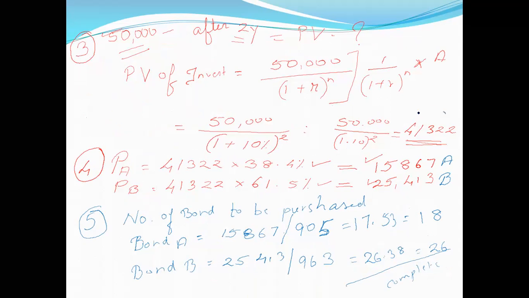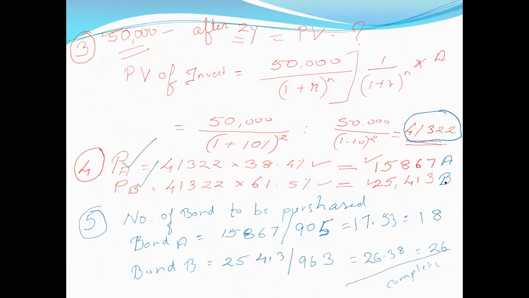This is what we found out, the present value of our investment. Using this present value of investment, we found out how much money has to go into bond A and how much money has to go into bond B. So we came to know that 15,867 has to go into bond A and 25,413 has to go into bond B.